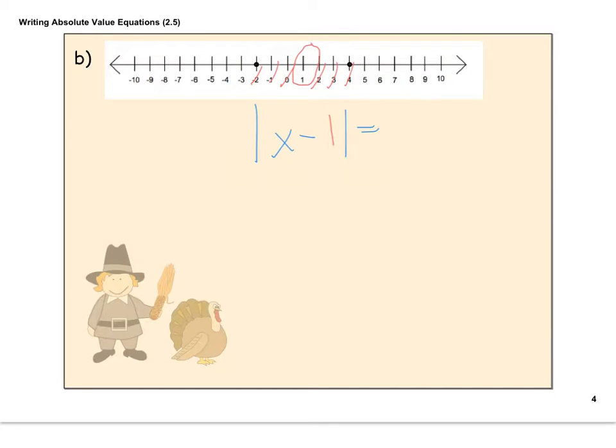And then we count how many numbers we crossed off on one side of our middle number. So we crossed off 1, 2, 3 numbers. So that means this equation is equal to 3. And again, this number is always going to be positive, because again, absolute value is always, always positive.